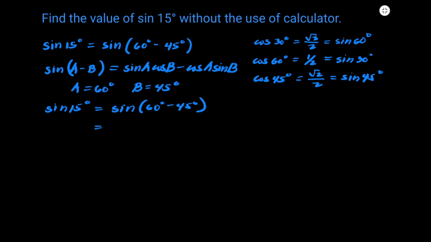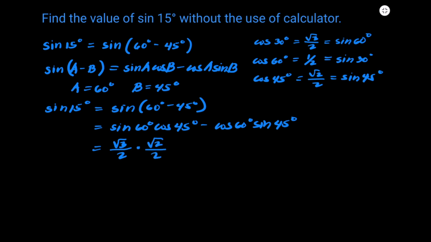And using the sum and difference identity, in this case, the difference identity, this is equal to sine of 60 degrees times cosine 45 degrees minus cosine of 60 degrees times sine of 45 degrees. Now, what is sine 60? Sine 60 is root of 3 over 2. And then cosine 45 is root of 2 over 2, minus cosine 60 is 1 half, and then sine 45 is root of 2 over 2.